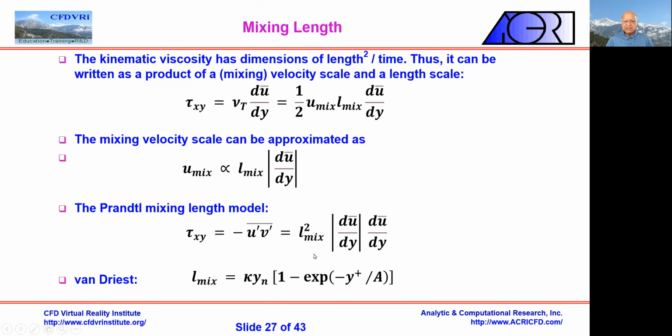Okay, so what matters is how the gradient changes, right? So why don't we say that's proportional to length times the local gradient. Okay, this is very convenient, and this is what led to Prandtl's mixing length model, where he says u'v' is nothing more than L squared du/dy multiplied by du/dy. This quantity is always positive because viscosity should by nature be positive.